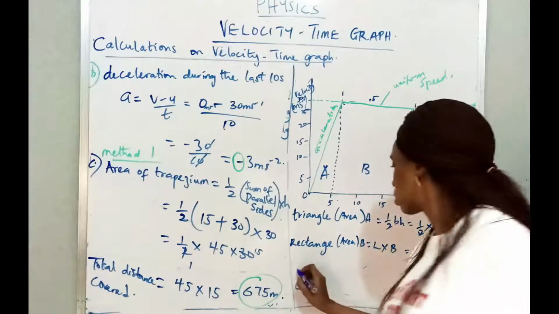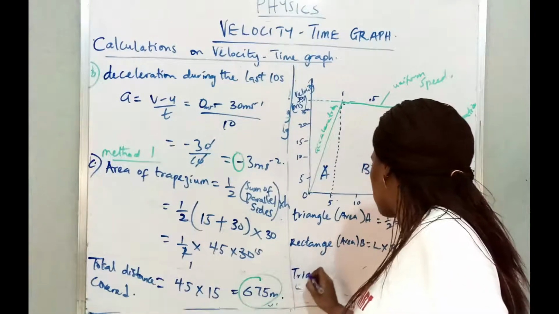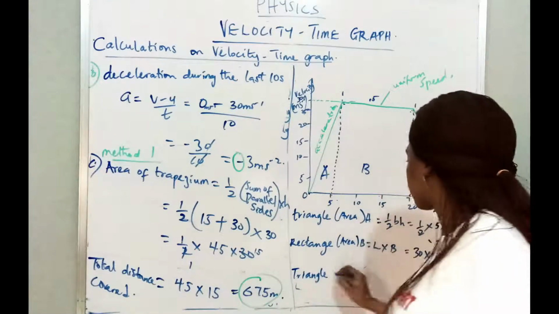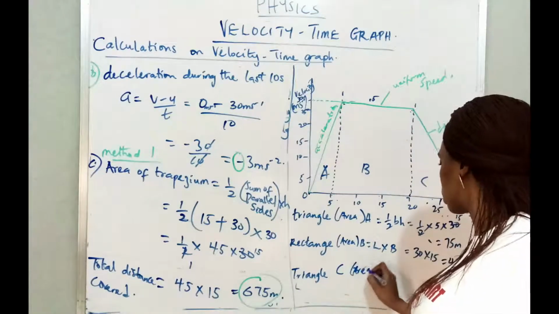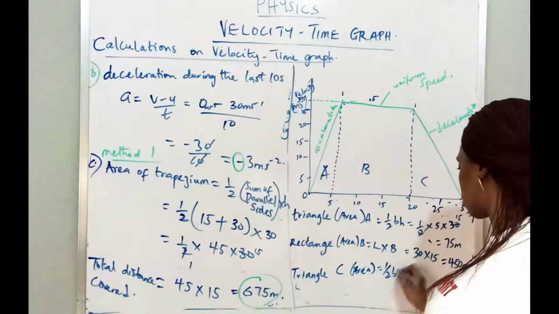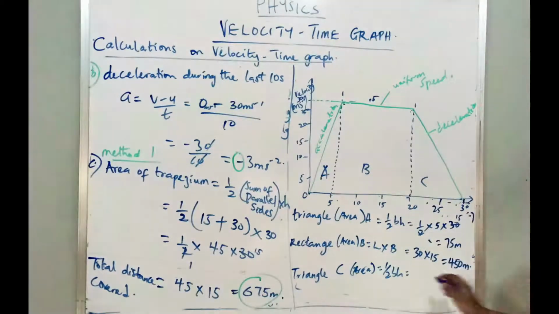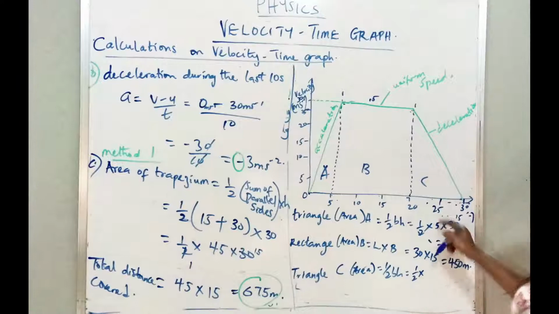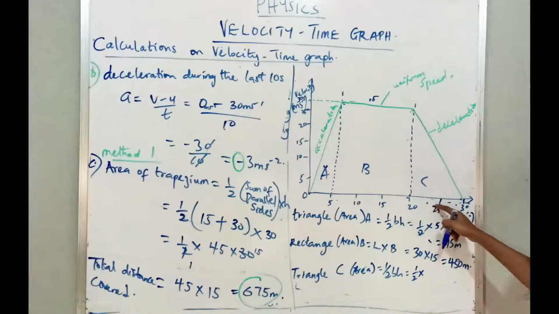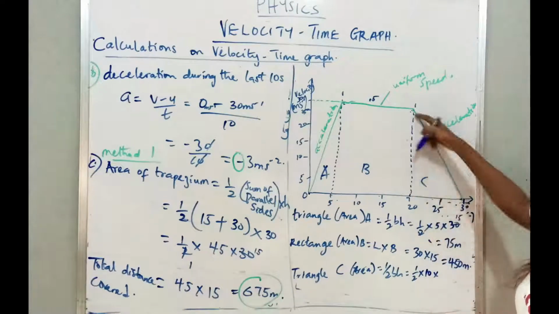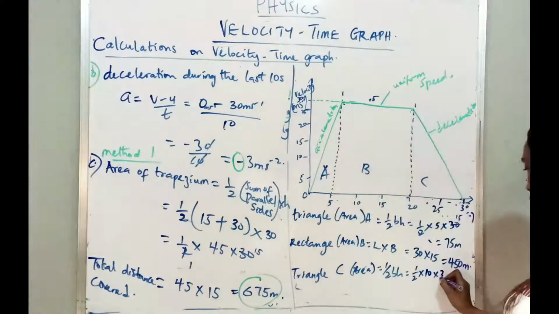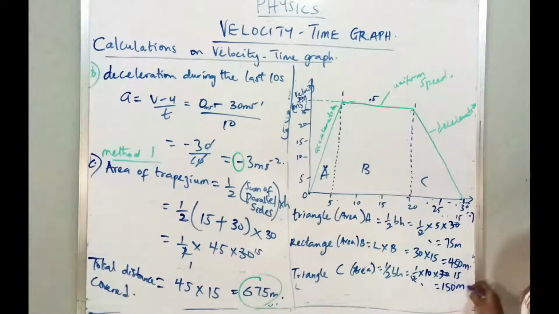And then the last one, the last triangle, that is triangle C. The area of triangle C is simply half base times height, and that's half times the base here, which is 10. Here to here is 5, to here is 10. And the height is the distance from here to here, which is also 30. So two here, one, two here, 15. And that will give me 150 meters.